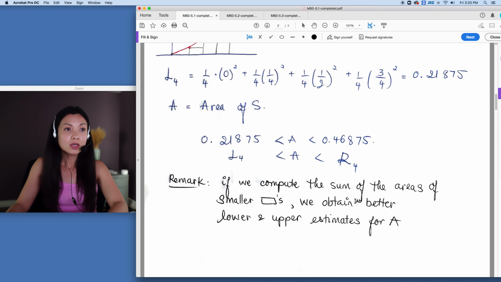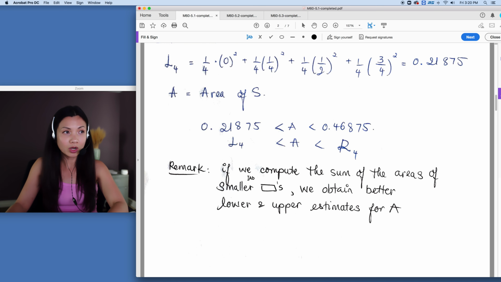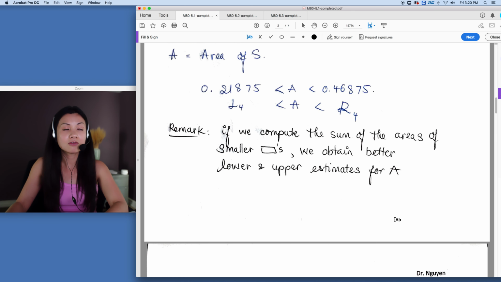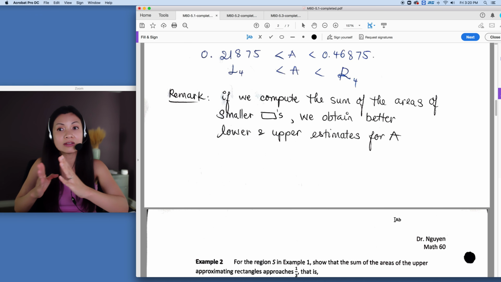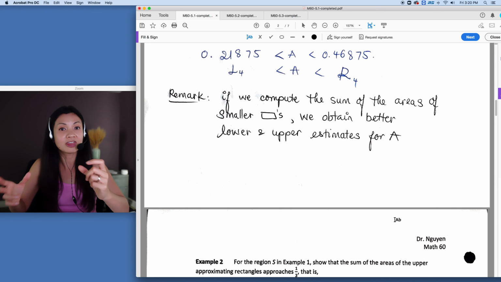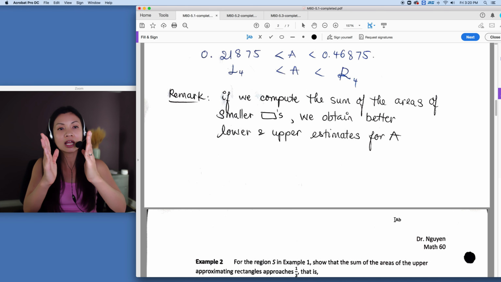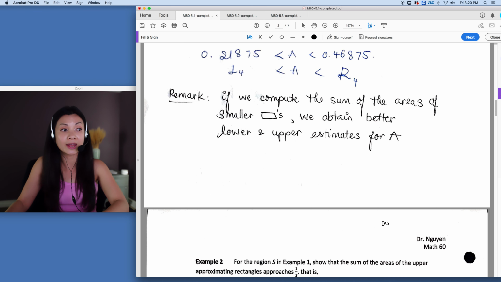All right, so I want to make a remark here. If we compute the sum of the areas of the smaller rectangles, we will obtain better lower and upper estimates for A. So instead of dividing into 4 strips, I can divide into 8, 100, 1,000, and that's going to bring the left and the right closer and closer to the actual area.